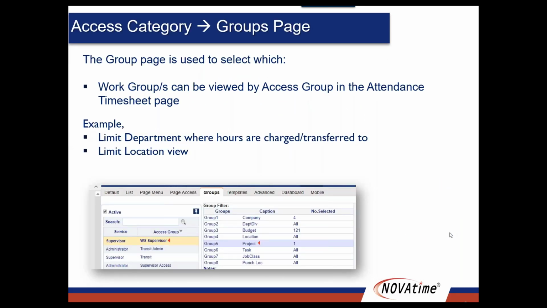What else lives under the access category? The group page lives there. And the nice thing about the group page is, as I mentioned earlier, if you have an employee who is working in different projects or in different locations, this is where you can fine-tune the system and say, hey, this user should only have access to 4 departments or 3 locations or 10 locations. So this is where you can limit the number of work groups a specific access group has access to.